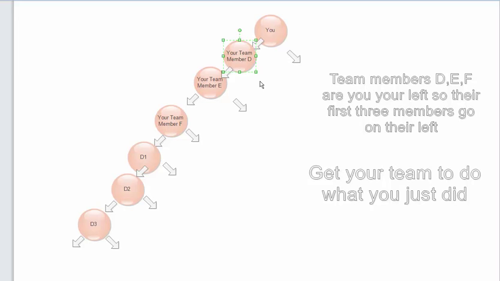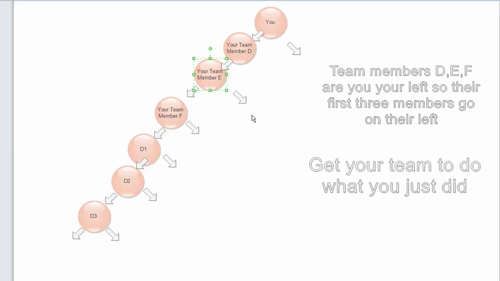Team member D, is he on your left or is he on your right? Well, in this particular example, he's on the left. So team D person, we say to him, you need to join your first three people on your left-hand side because you are on your sponsor's left. So team D person does that. He joins D1, D2, D3.